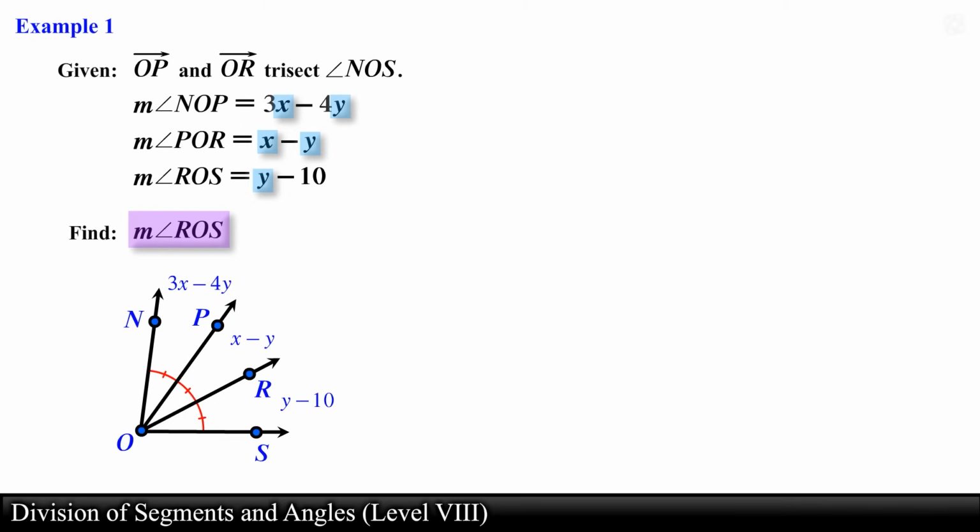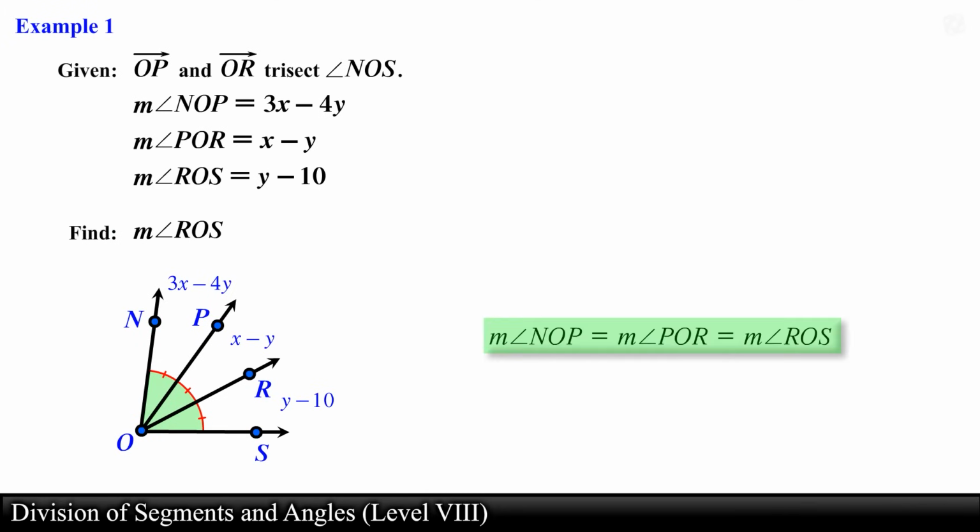Now we need to figure out a way to find the value of x and y in order to determine the measurement of angle ROS. We know that the three smaller angles are congruent to each other. This means that we can set up the following geometric relation. The measurement of angle NOP is equal to the measurement of angle POR, which is also equal to the measurement of angle ROS. From this geometric relation, we can set up three distinct equations.